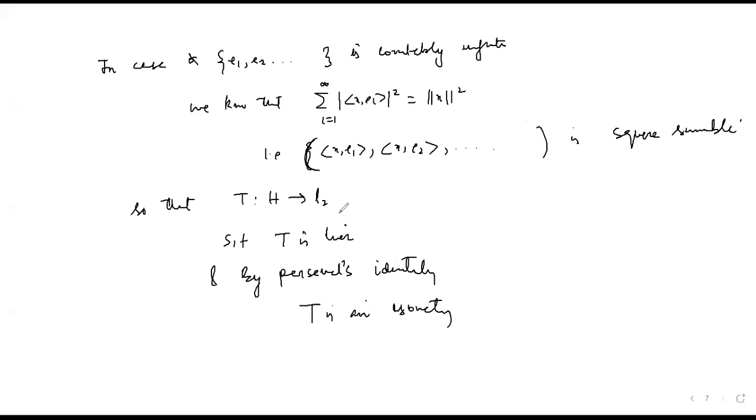क्योंकि इसका norm यहाँ पे L2 में जो norm तो पता ही है इसका square है. So ये हो गया. Therefore H is linearly isometric to Kn or L2, depending upon whether this set is finite or not. You know, our orthonormal basis. Two implies three.